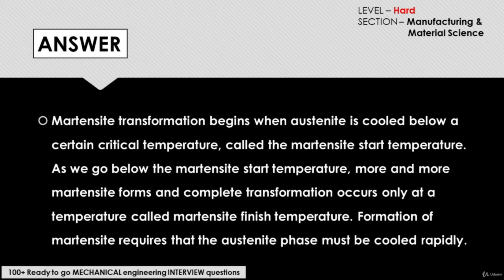Formation of martensite requires that the austenite phase must be cooled rapidly. In order to understand what are these phases of iron carbon diagram, you must have a clear idea of Fe-C phase diagram.